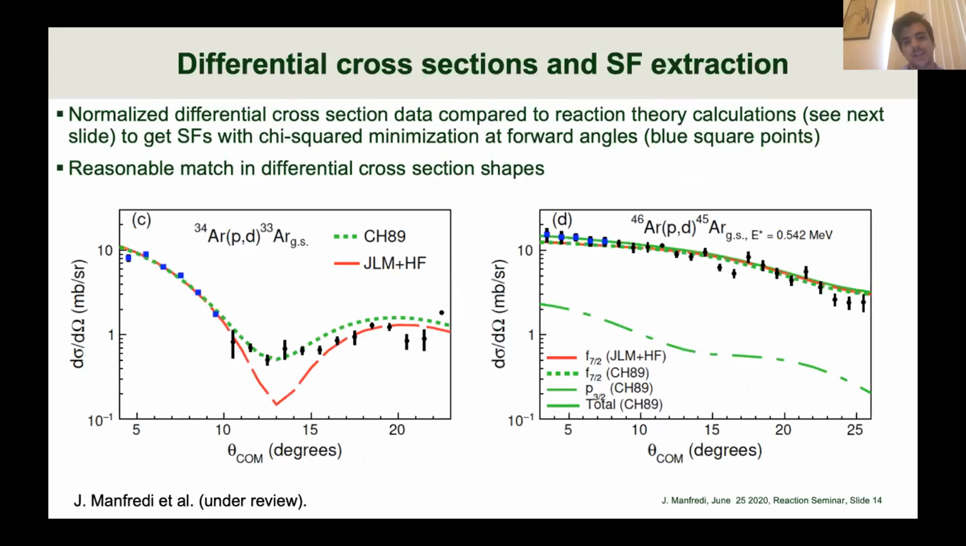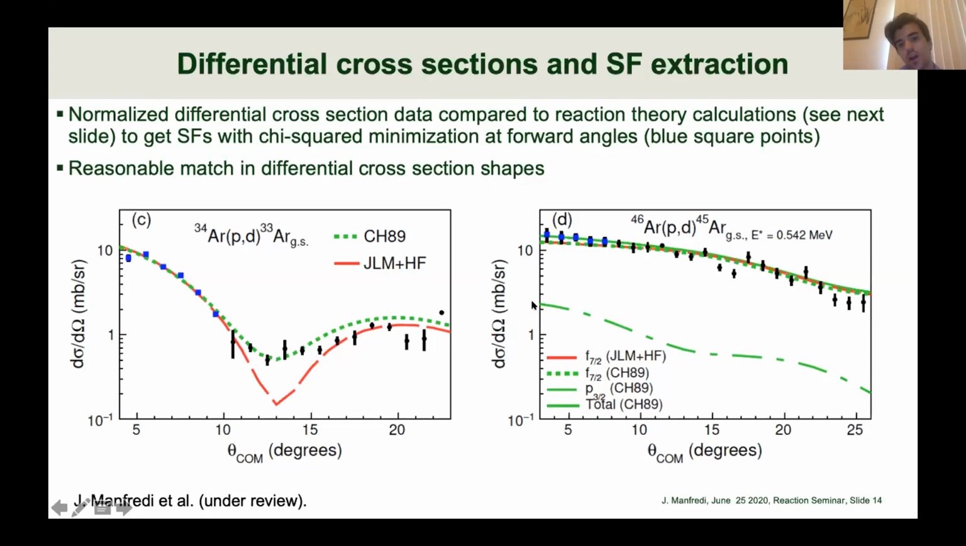So I'm showing reaction calculations here. I ask you to be patient as I will talk more about them in the next slide. What I want you to see for now is that the shapes of the reaction calculations shown in different green and red lines match well with the shape of the normalized differential cross sections for both argon-34 PD into the ground state and for argon-46 PD. So the argon-46 PD is again a little bit more complicated because we have this contribution from this P3 halves excited state.